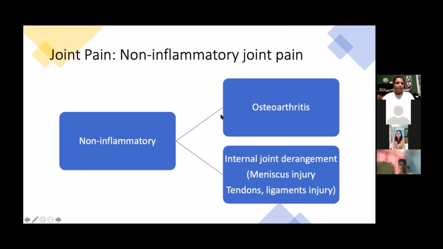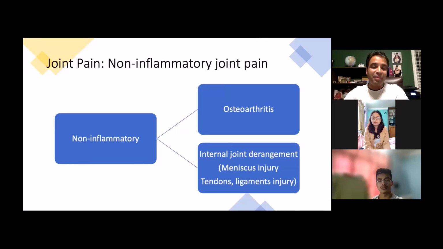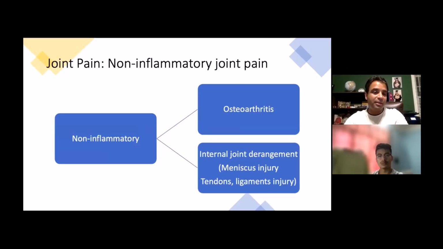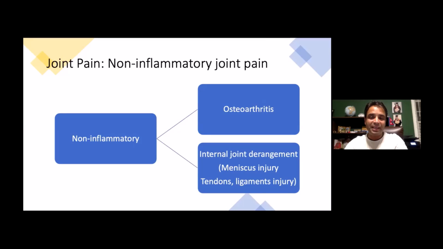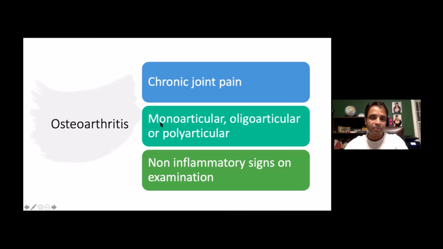Now, the other category that we discussed, the non-inflammatory, the typical one you might have seen quite a lot, includes osteoarthritis, the most common non-inflammatory arthritis. The other category includes internal derangement, including injuries like meniscus injuries or tendon or ligament injuries. They usually present with non-inflammatory arthritis.